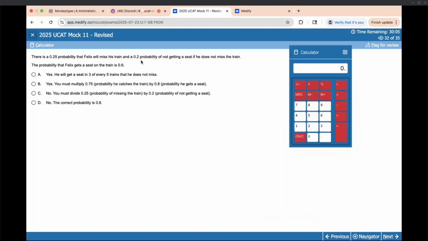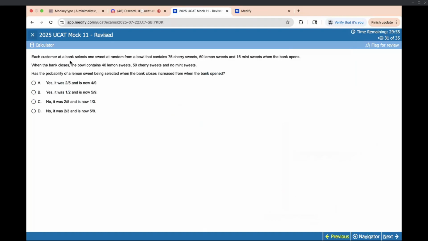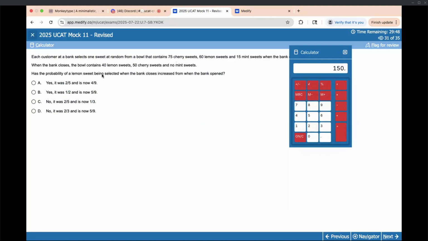Train is, so it's 0.8, not 0.75, which is 0.6. That's fair. Multiply 0.7 by 0.8. The probability of 11, so it was 75 plus 60 plus 15, so it was 60 over 150, which is 0.4. And then you have 40 plus 50 on 90, which is, you have 40 on 90, so it's 0.44, so it's big enough.